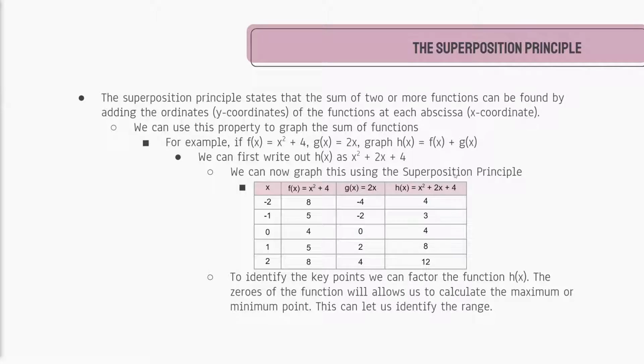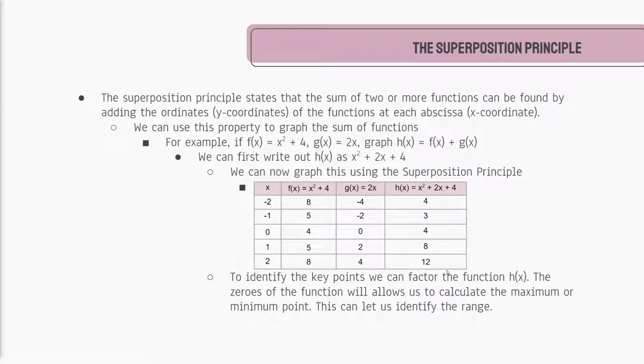First, we're going to create a little chart like this. We write out our x values. I chose 5 of them, 2 negatives, 2 positives, and 1 zero. We're going to substitute each one of these into our three functions. For f of x, we get 8, 5, 4, 5, 8. For g of x, we get negative 4, negative 2, 0, 2, 4. Makes sense. Lastly, we substitute these values into h of x, and we get 4, 3, 4, 8, and 12. Now you can take your points, negative 2, 4, negative 1, 3, 0, 4, 1, 8, and 2, 12, and graph the function.